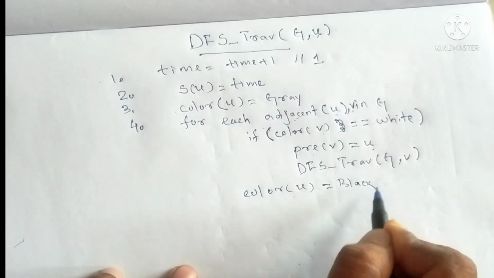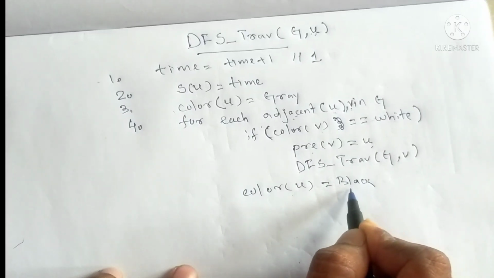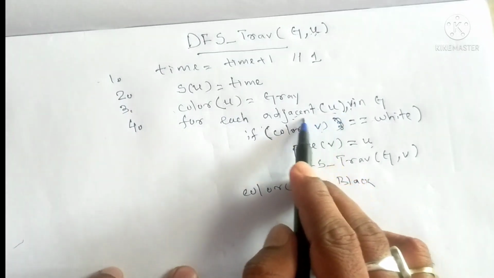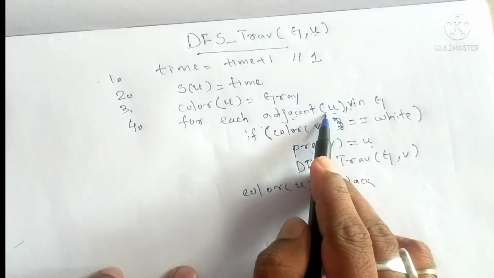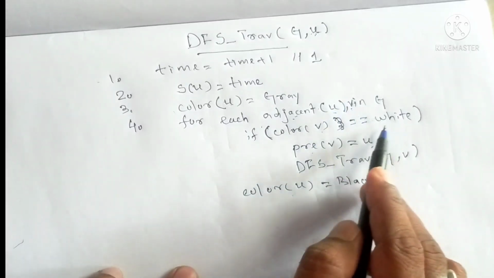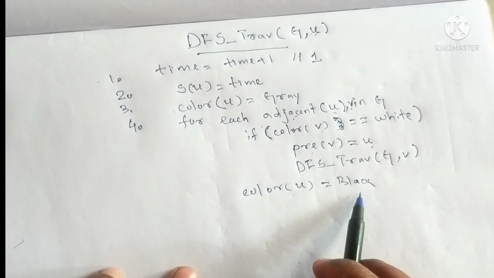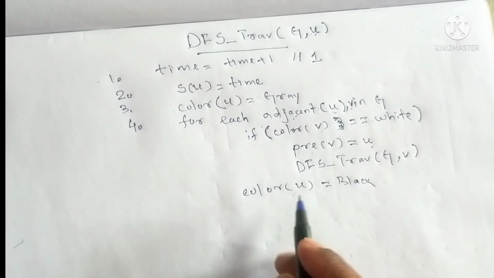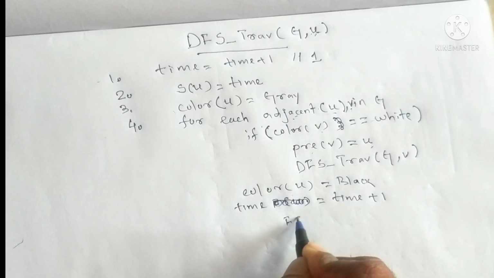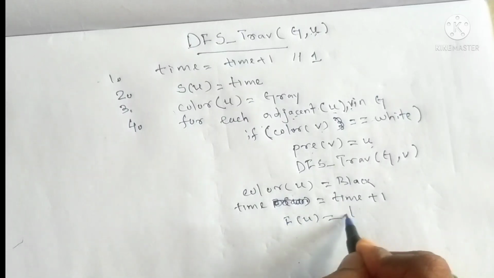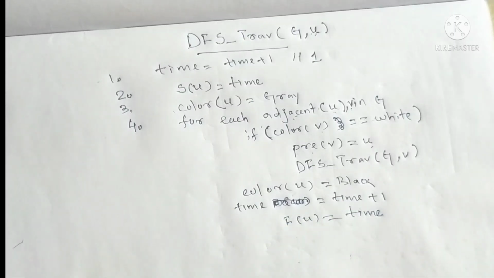So when you paint a vertex black, it means that if U has no adjacent vertex left with white color, then only U will be painted with black color. Black color means the process is over. Then here you will assign one, and the final timestamp is the recent value of time. We can do it that way also. So this is the whole algorithm behind your DFS traversal.